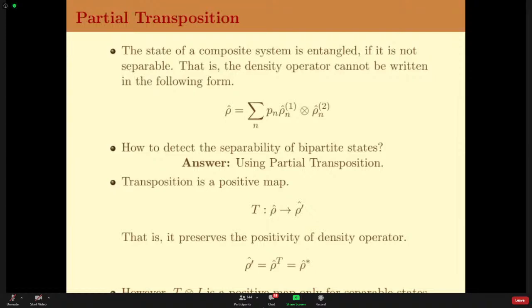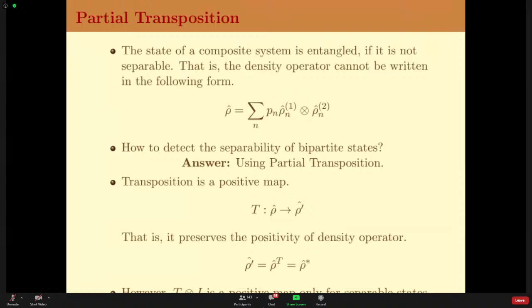I'm going to describe the entangled state of a 2-qubit system. The state of a 2-qubit system is entangled if it is not separable. That is, if the density operator of the system cannot be written in the following form, then that state is an entangled state. Otherwise, the state is separable. In this expression, we have a statistical mixture of product states. So rho 1 is the density operator of system 1, and rho 2 is the density operator of system 2, and all the realizations are in the product state.